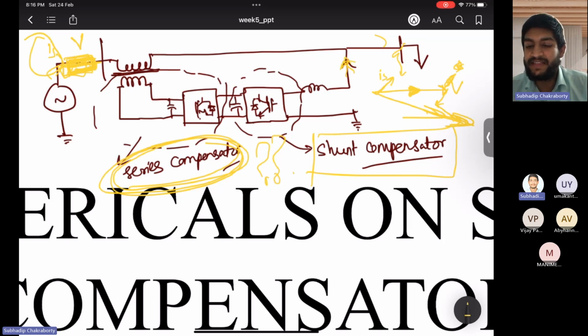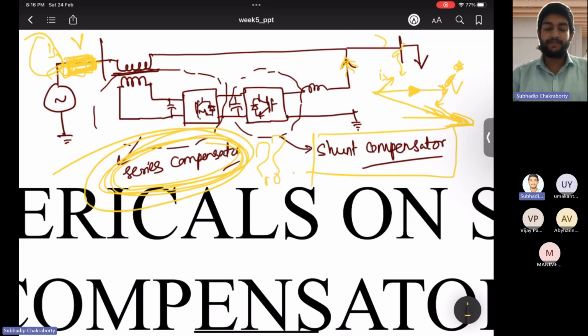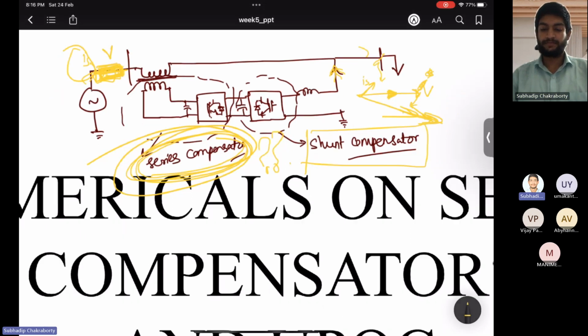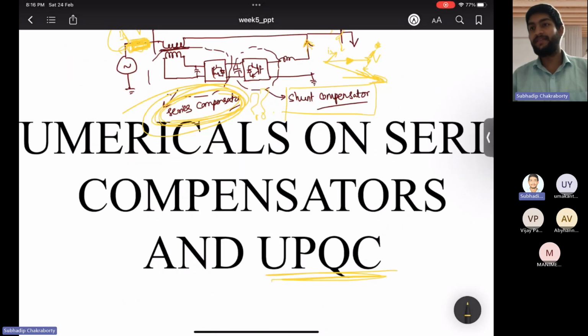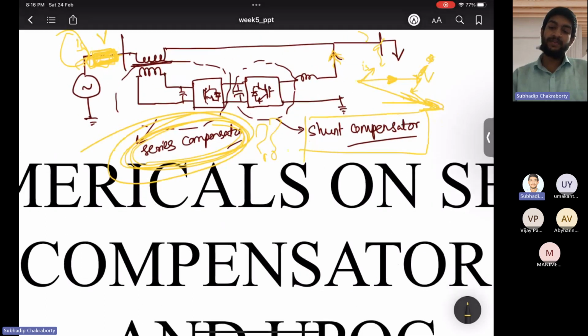But why we don't prefer this? Anyone? Why did the series compensator actually come here? And why did the concept of UPQC come after that? It is not economical to inject a large amount of current, because when the source impedance values are very low, a large amount of current is needed, such that this drop Is times Rs plus j Is times Xs, these are already very small.